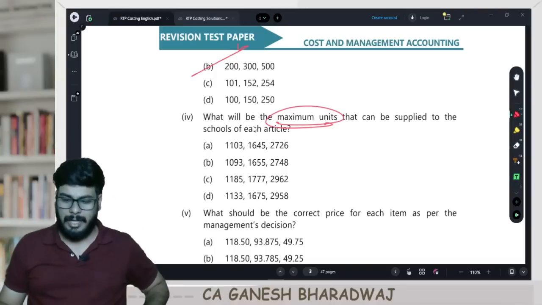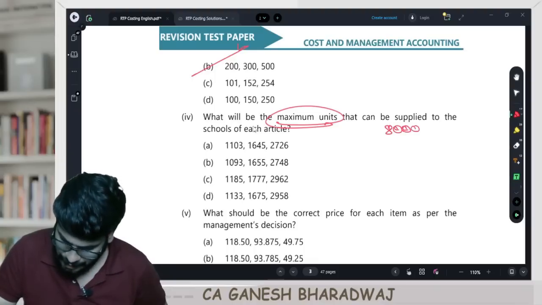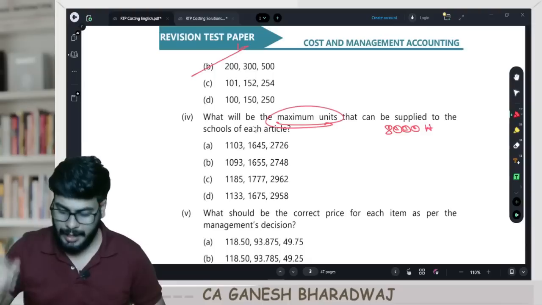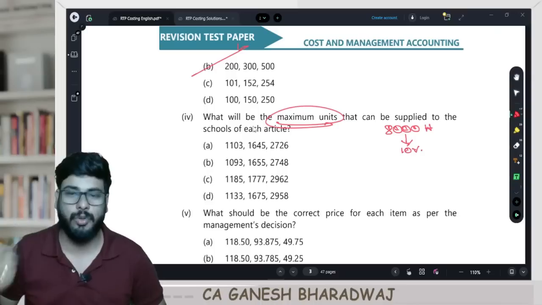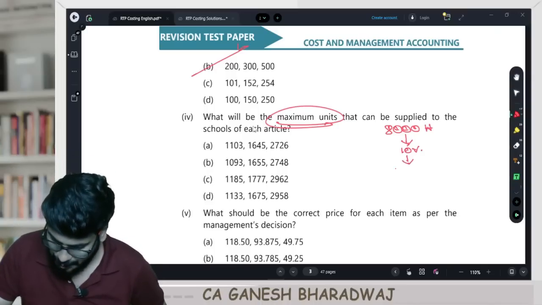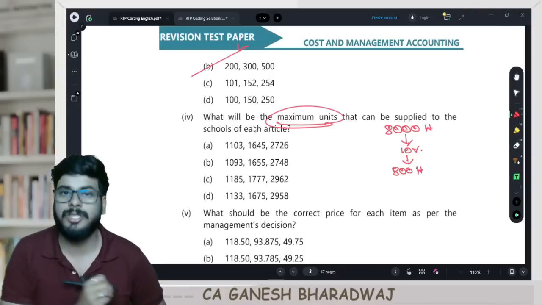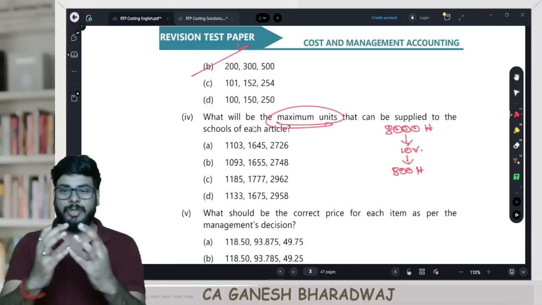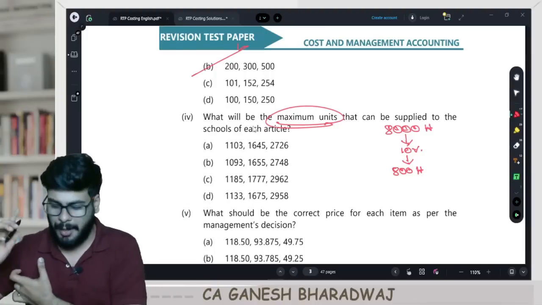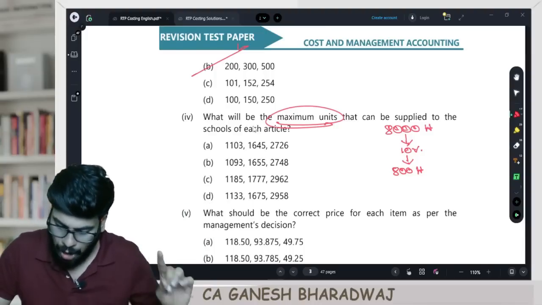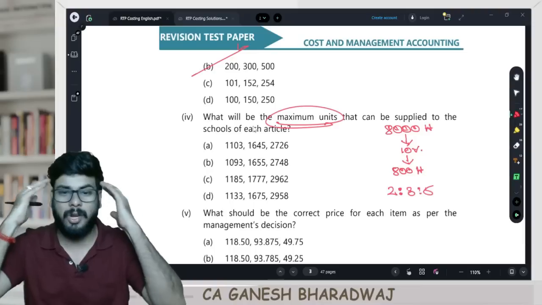Now, you tell me, what is the total machine hours I have got? Total machine hours is 8,000. Out of these 8,000 hours, only 10% I am allocating for the supplies made to the school, which means for me to make these supplies to the schools, I have a total of 800 hours. Are you clear with this? Now, using these 800 hours, I need to supply all the three products. But whatever products I supply, it will always be in the ratio of 2:3:5. It's a simple logical calculation.